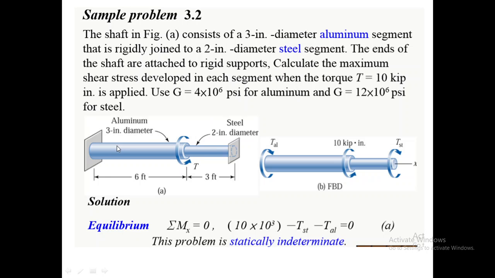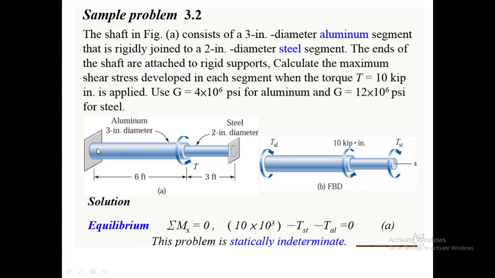So here we have a shaft, particularly a stepped shaft, which is made up of different materials. You can see one portion of the shaft is made up of aluminium, the other portion is made up of steel, and the diameter of this portion is different from the diameter of this portion. So this is called a stepped shaft. And one more thing is that the two ends are fixed. The two ends are fixed relatively, and an anti-clockwise torque T is applied.